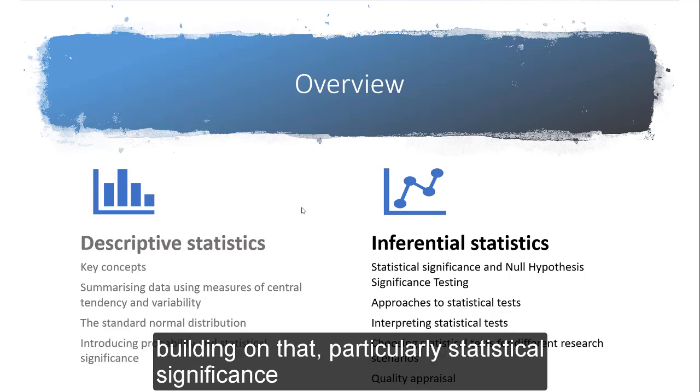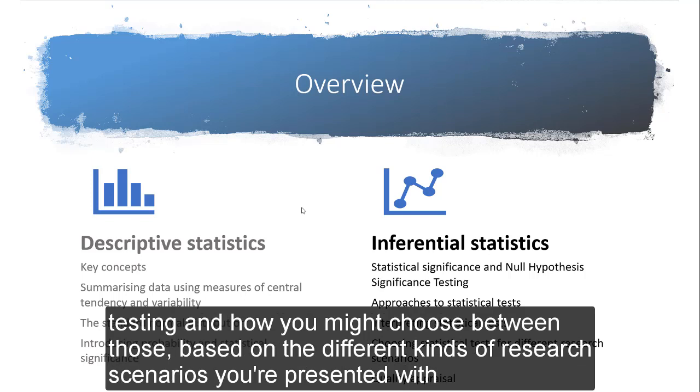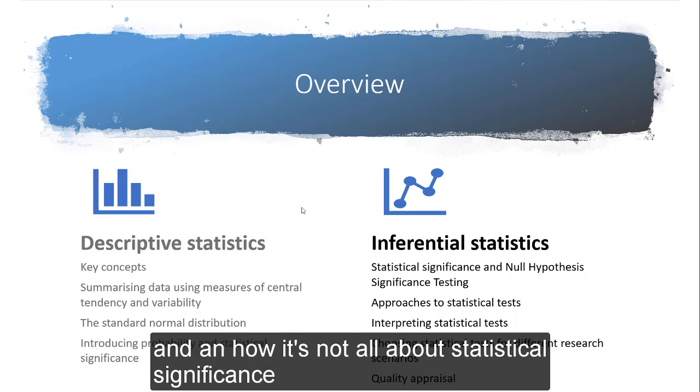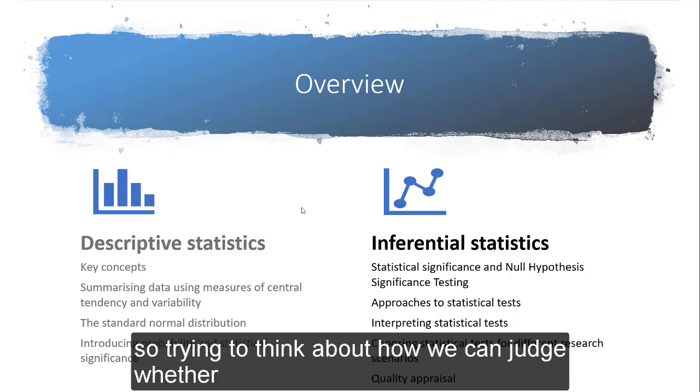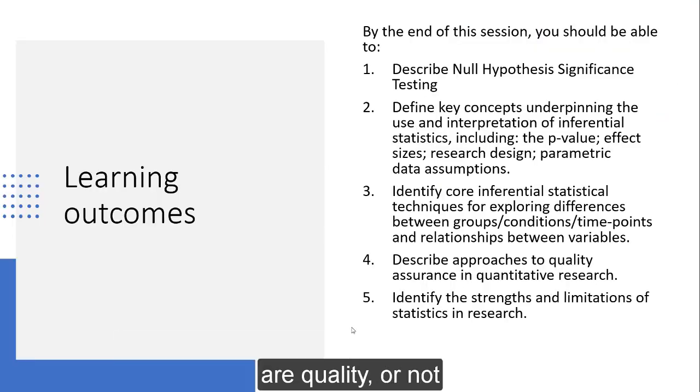So in part 2, what we're going to be doing is building on that, particularly statistical significance, in something called the Null Hypothesis Significance Testing framework. We're going to look at the different approaches to statistical testing and how you might choose between those based on the different kinds of research scenarios you're presented with, and also look at interpreting statistical tests and how it's not all about statistical significance. And we'll also look at quality appraisal in quantitative research, so trying to think about how we can judge whether the statistics that have come from a piece of research are of quality or not.